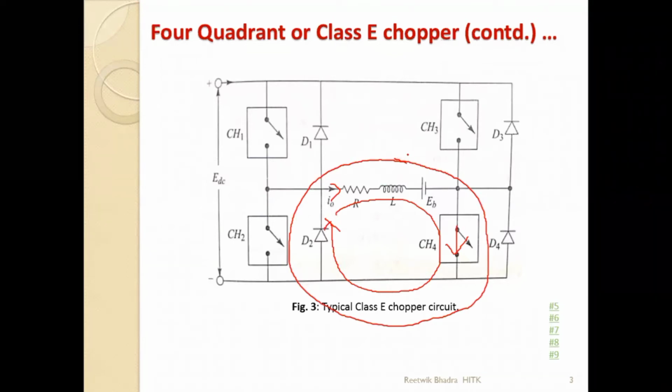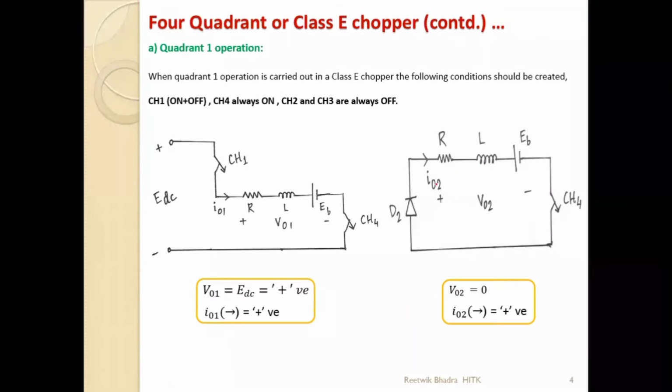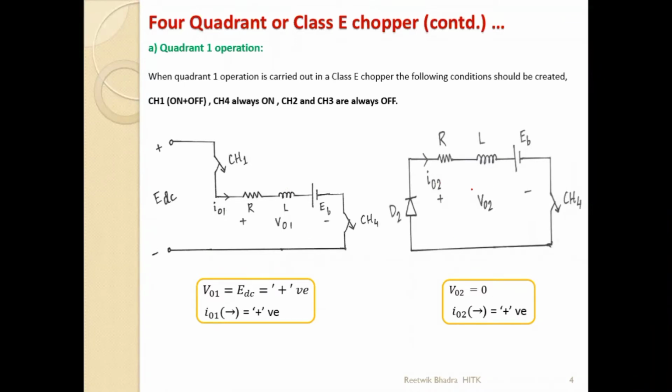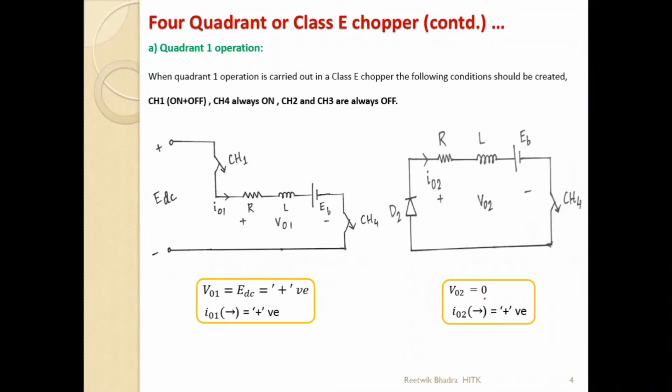Okay, so we'll go to the main figure. See, RLE flows current I02 in the same direction, through CH4 and back through D2. So now the inductor discharges. I02 and I01 have the same direction, so I02 is treated as positive. V02 will be VD2 plus VCH4. If both are considered ideal in steady state, V02 will be 0.